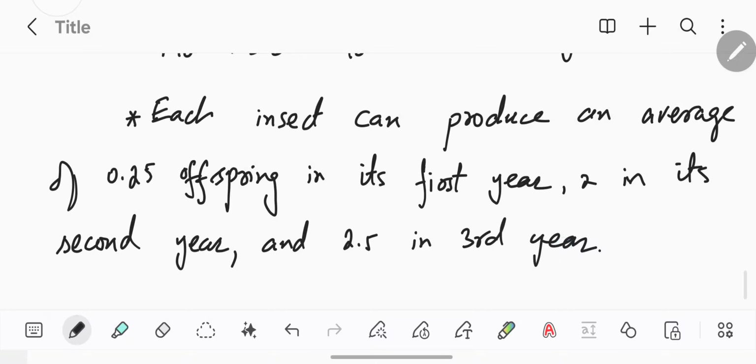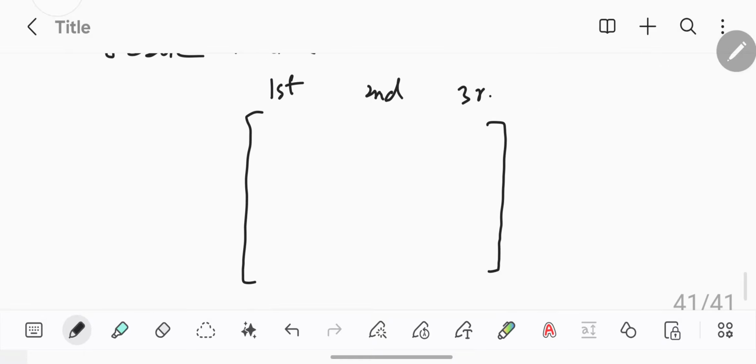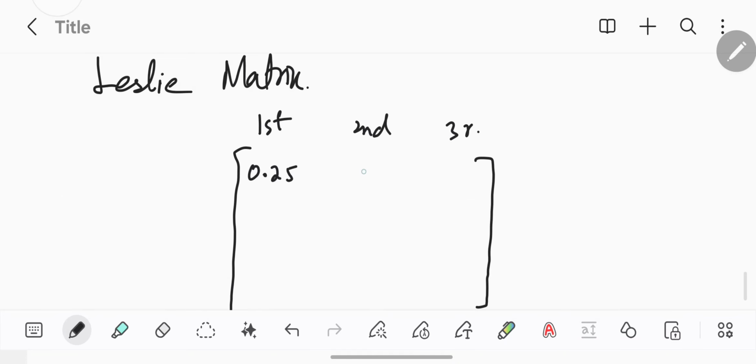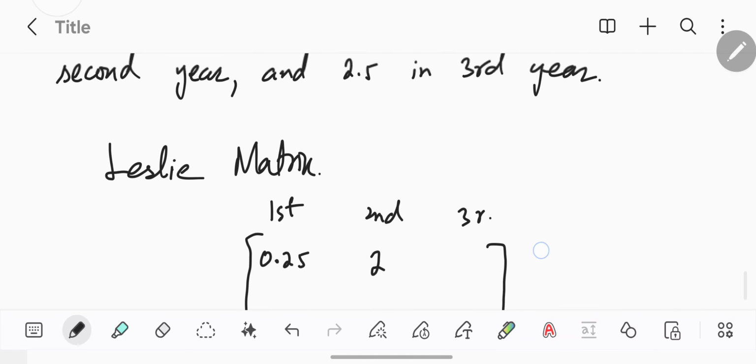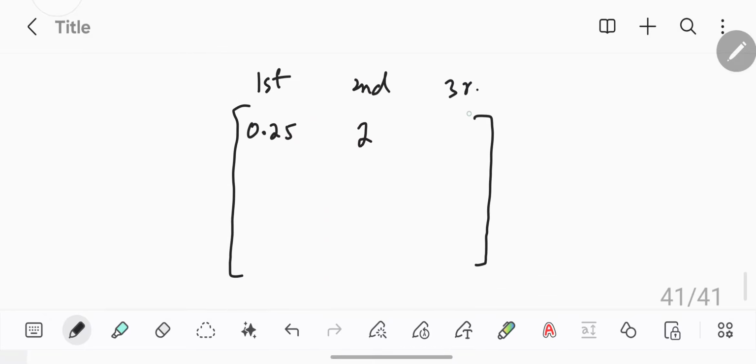Okay, so look at this. Each insect can produce an average of 0.25 offspring in its first year. So in the first year we have 0.25 offspring, so let's write 0.25, and 2 insects in the second year. So in the second year they produce 2 insects, so here I will write 2, and they produce 2.5 in the third year, so here I will write 2.5.